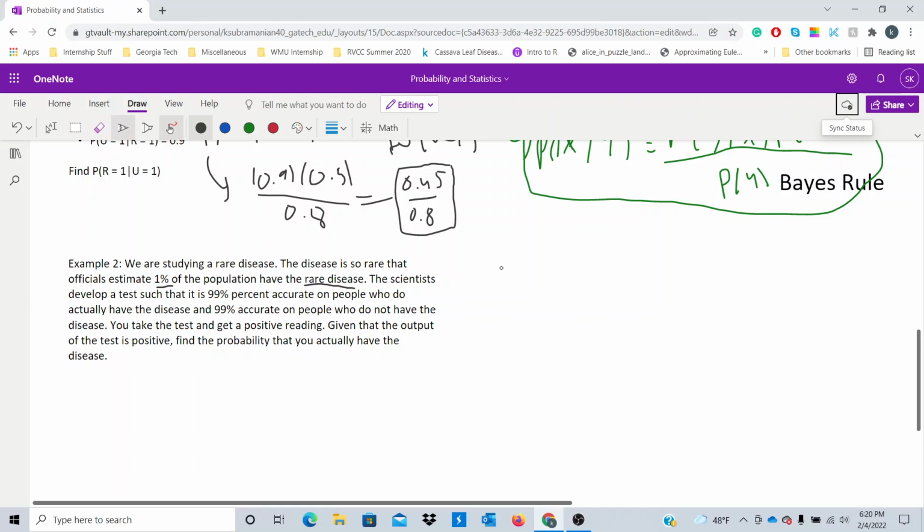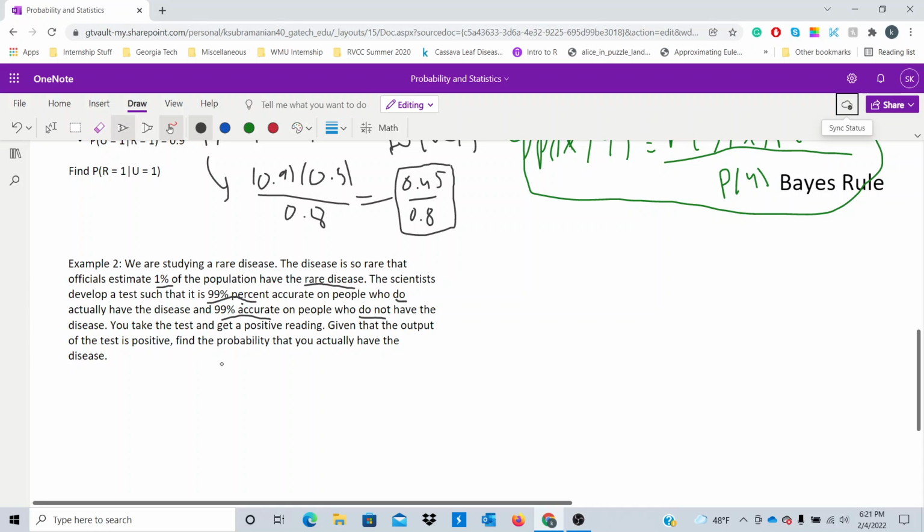Okay, so we know 1% of the population has the disease, from an estimation. Now, the scientists develop a test for the disease such that it is 99% accurate on people who do actually have the disease and 99% accurate on people who do not have the disease.